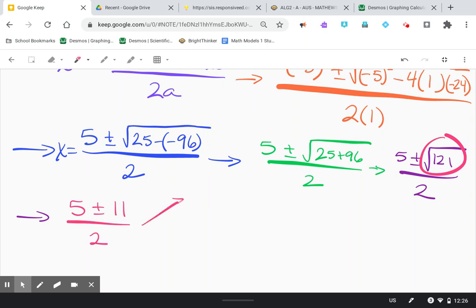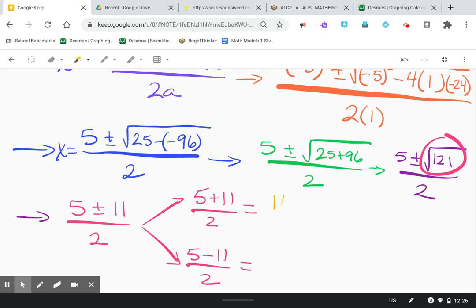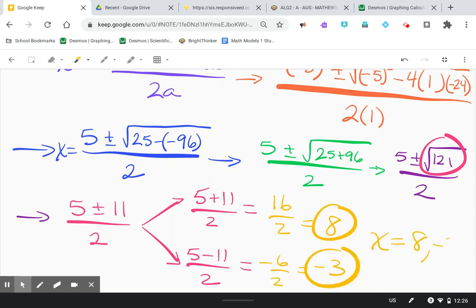So really we have two separate things going on. We have 5 plus 11 divided by 2, and we have 5 minus 11 divided by 2. We're going to solve all the way through. 5 plus 11 is 16, divided by 2 is 8. 5 minus 11 is negative 6, divided by 2 is negative 3. And so those are my two solutions. The solutions are 8 and negative 3.